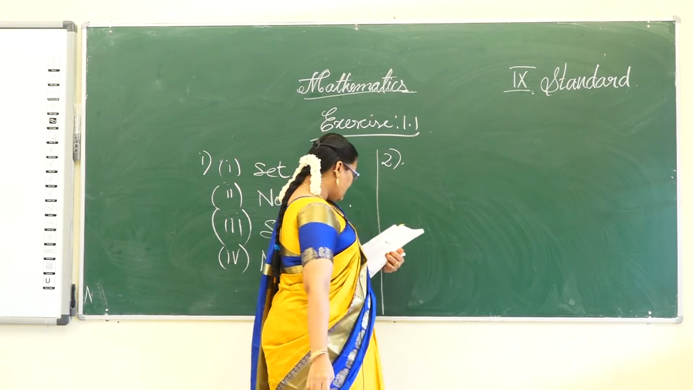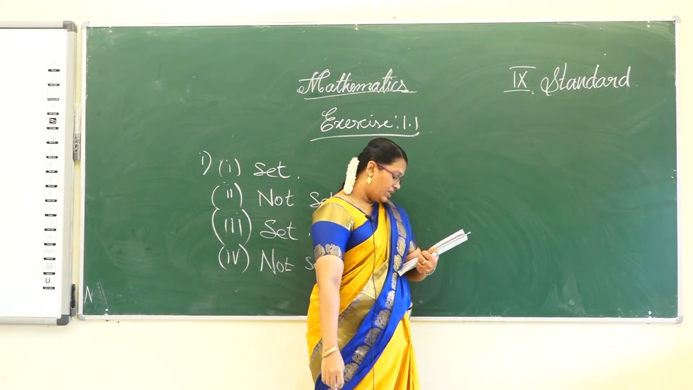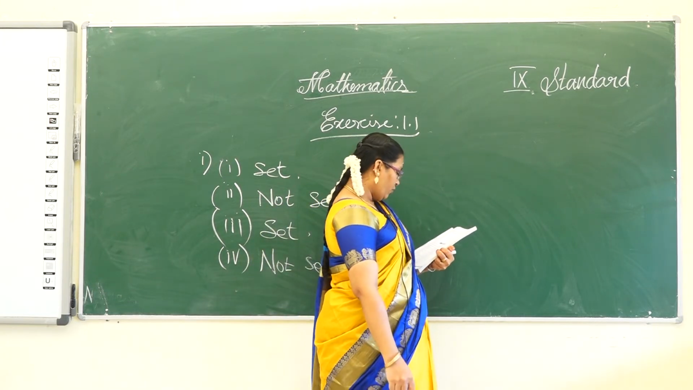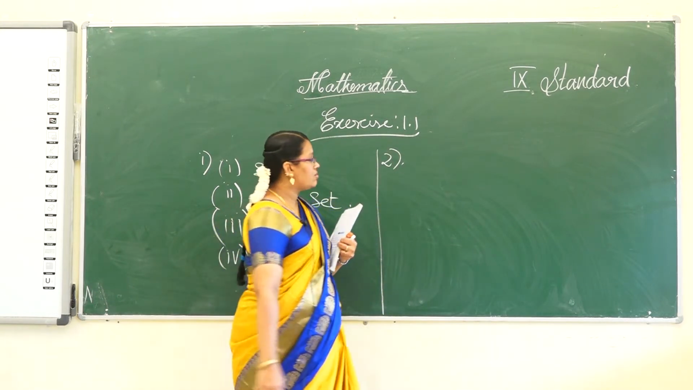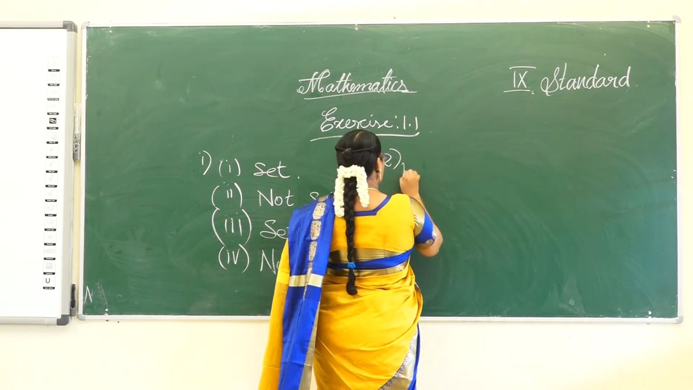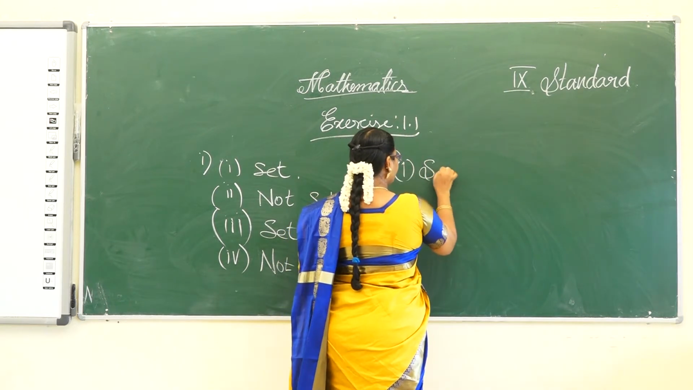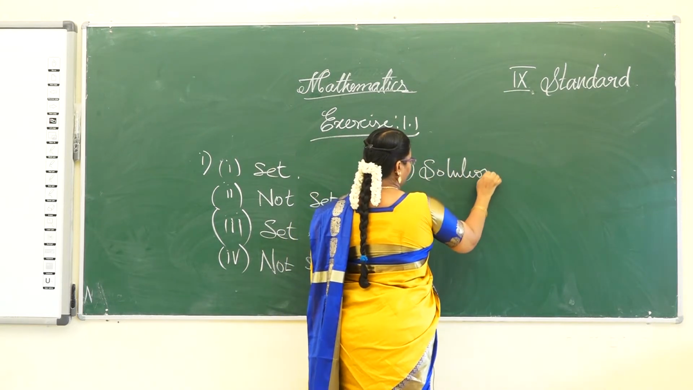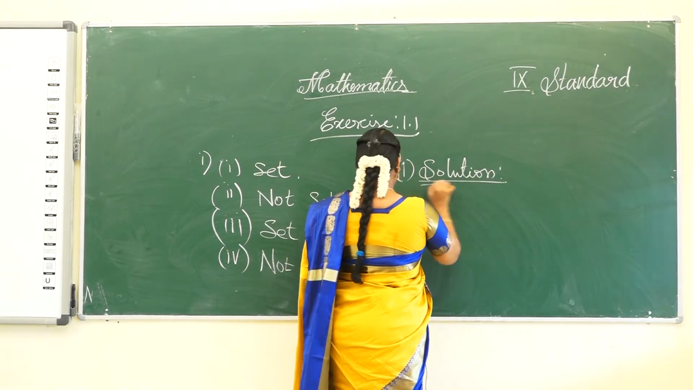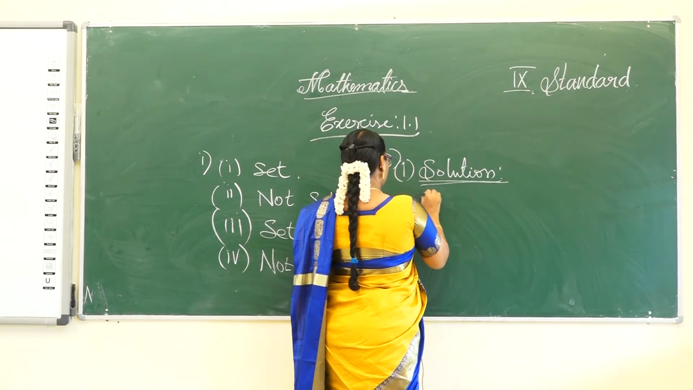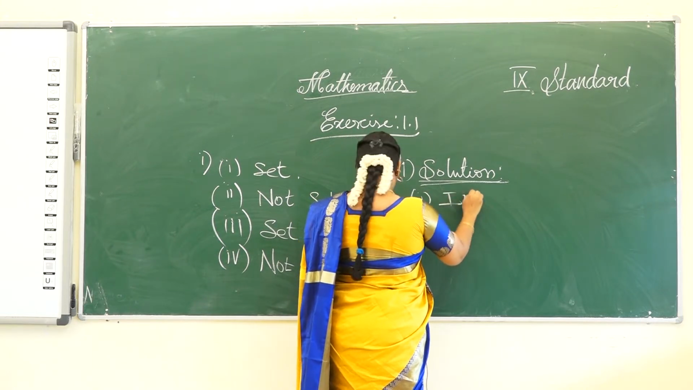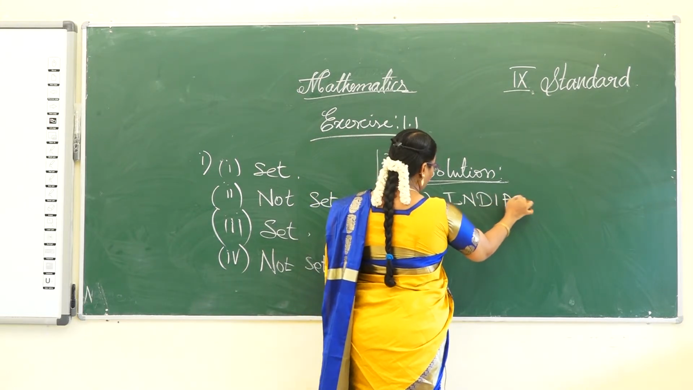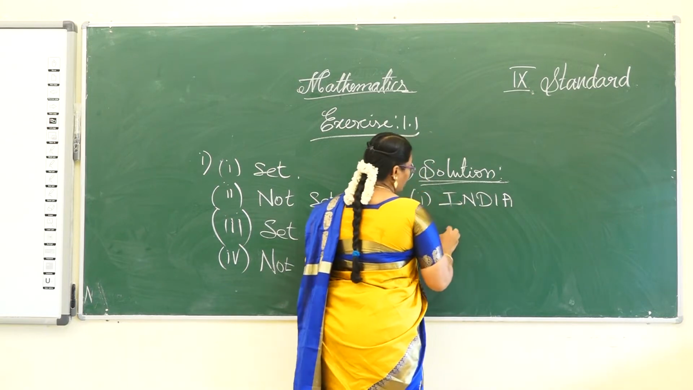Second one: list the set of letters of the following words in roster form. Roster form means writing, listing all the elements. So first one, INDIA is given. So the roster form.